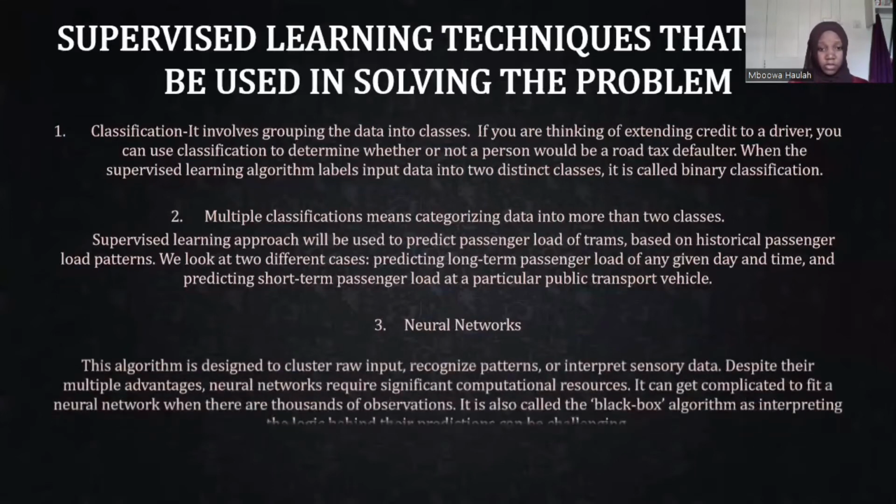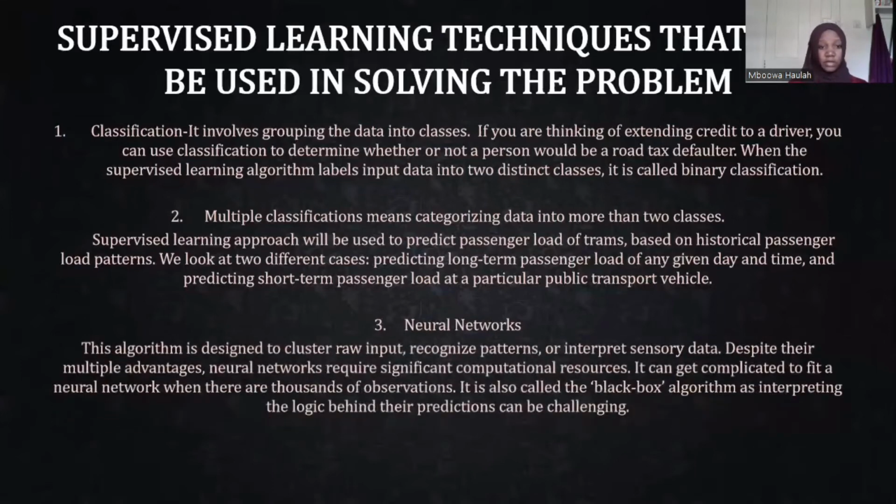And for neural networks, these are just algorithms designed, for example, to take input of different data like sensory data, resources, and we can also use the black box algorithm. I'll further explain that in my next video.